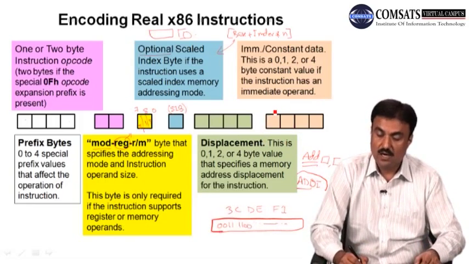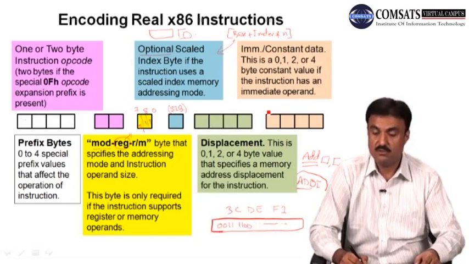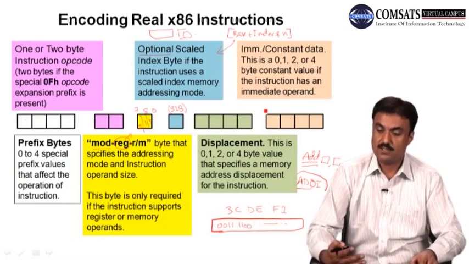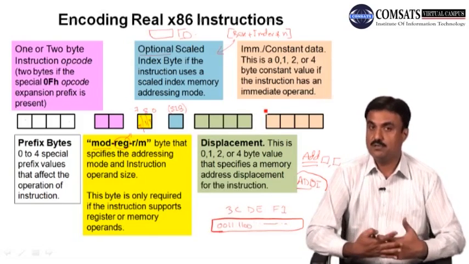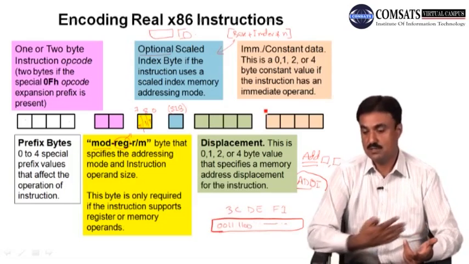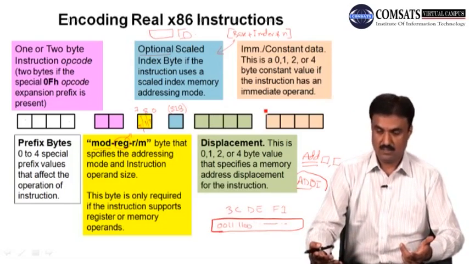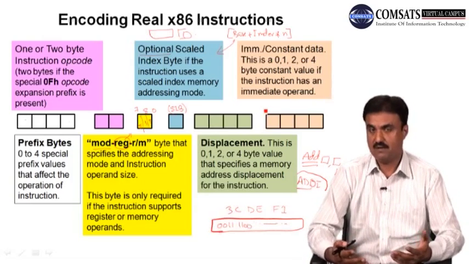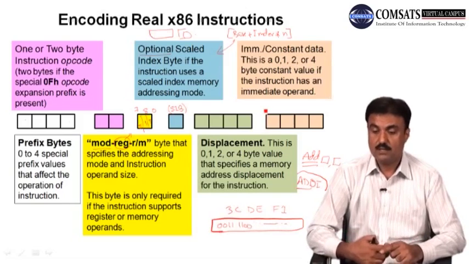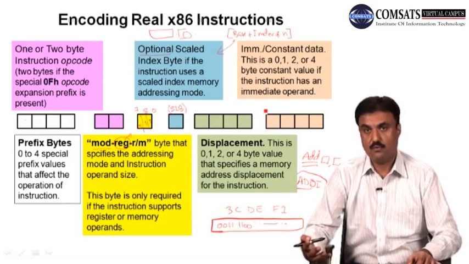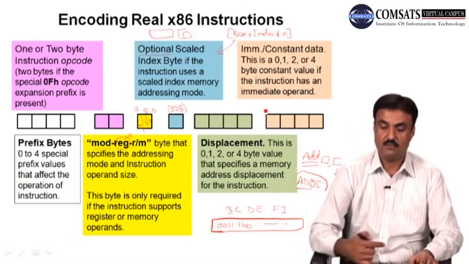So this can be either 0 bytes used inside the x86 instructions, because if you are using register addressing mode, then you are using 2 registers. There is no need for the immediate or constant data. So in this case, it will never use this byte. However, on the other hand, if you are using an immediate, then you require either 1, 2, 3, or 4 bytes of information or immediate value.